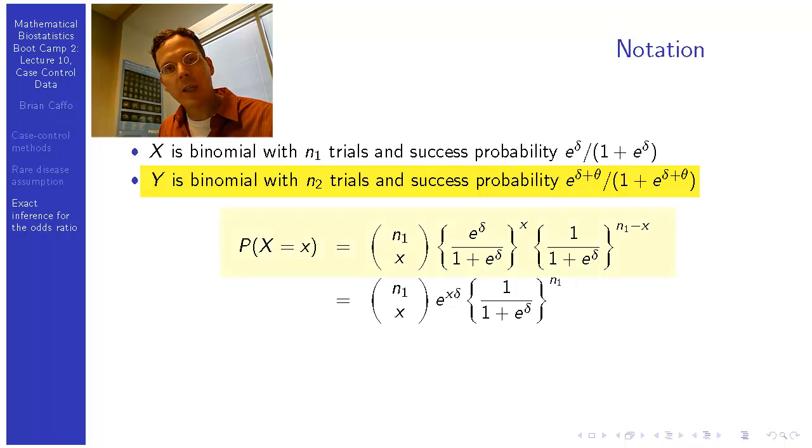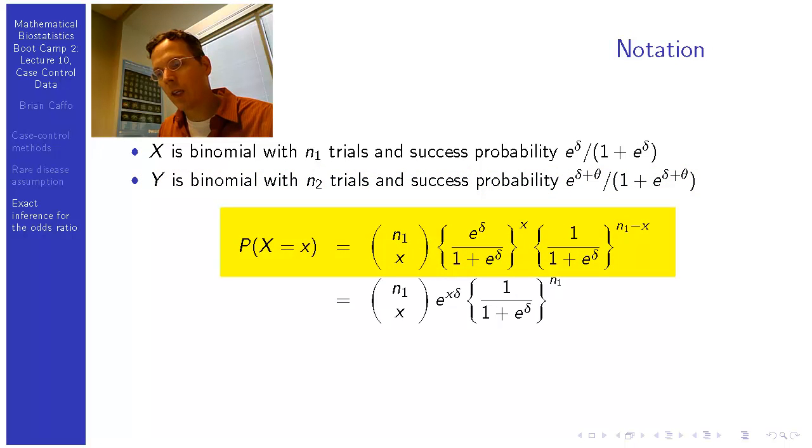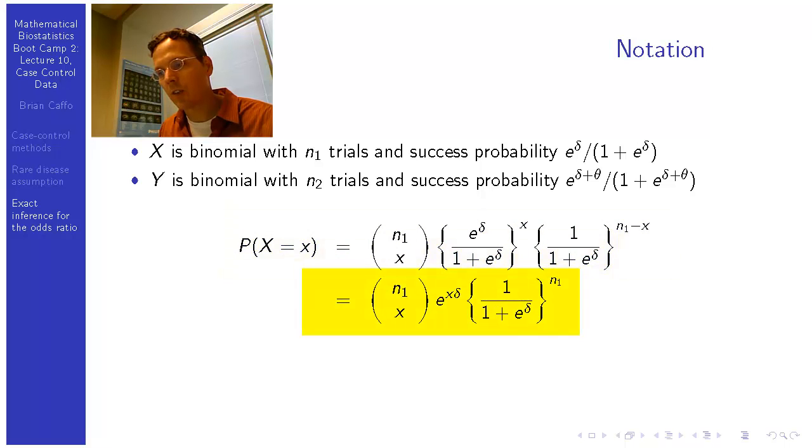So then the probability that the capital X takes on realized value little x is going to be this binomial probability, and you can work with it and get to this formula right here, n1 choose x, etc.